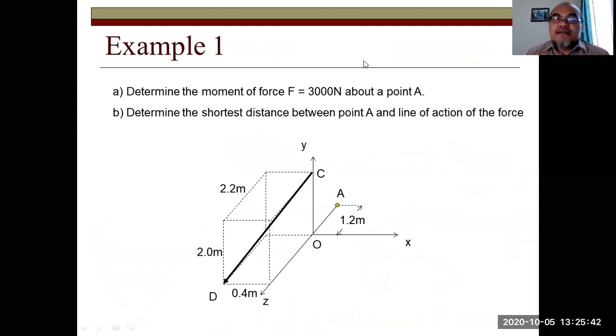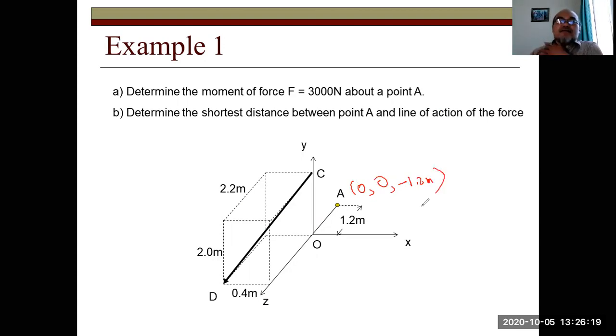Example now. Determine the moment of the force F, 3000 Newton, directed from C to D, about point A. Point A is located 1.2 meter from the origin on the z-axis. So the coordinate of A is: x-axis is 0, y-axis is also 0, and z-axis is negative 1.2 meter.